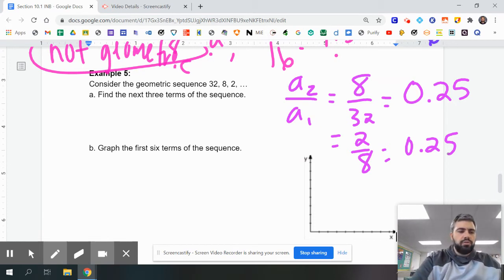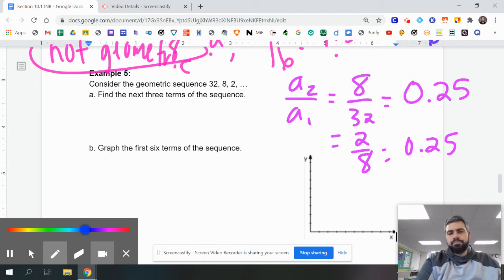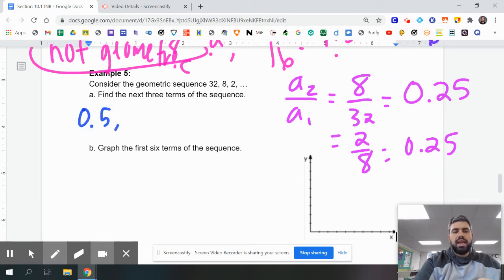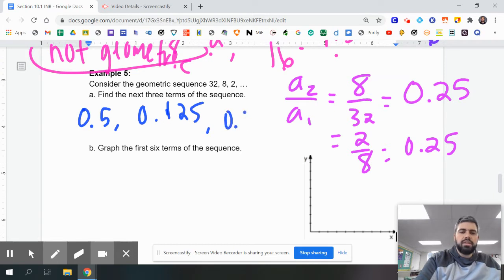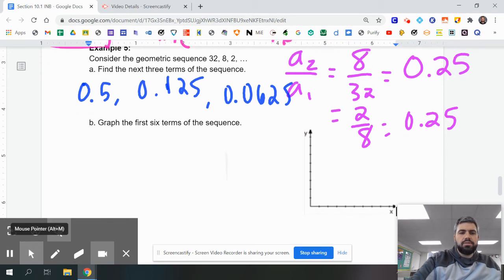which means I'm going to multiply every term going forward by 0.25. And so when I do that with my next term, 2 times 0.25, that's going to be 1/2, right? And then I take that times 0.25, and I'm going to do this on my calculator. I get 0.125, okay? And then times that by 0.25, I get 0.0625. So it's getting very small. And so if we were asked to graph these, right, we would think of them as, again, x's and y's, right?